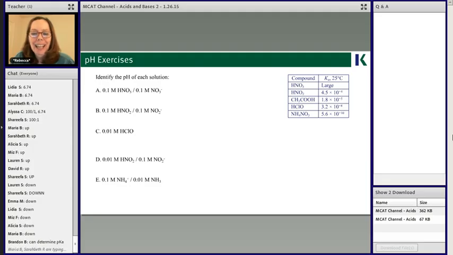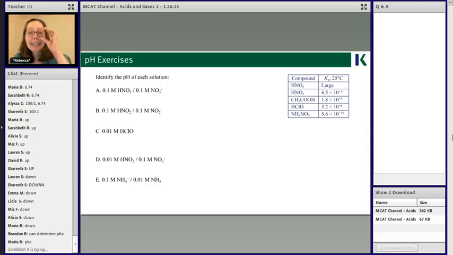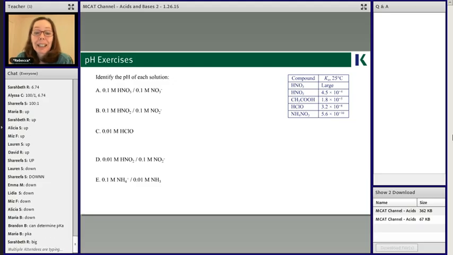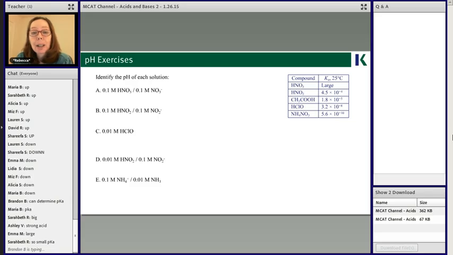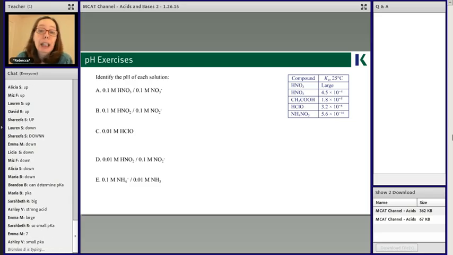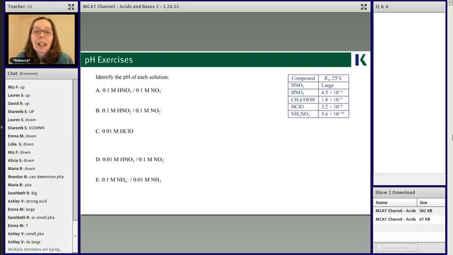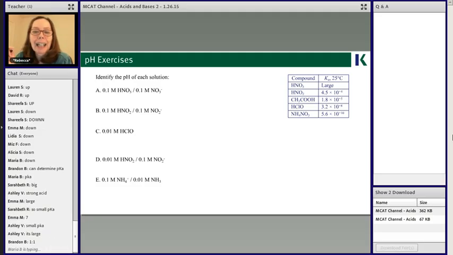What's important about that? Yeah, we can determine the pKa's. Excellent. What does it tell us about the nitric acid? It's big. It's a strong acid. And if it's a strong acid, how do we figure out the pH? First of all, how do we determine the H+ concentration? What's the only thing contributing H+ in this case?